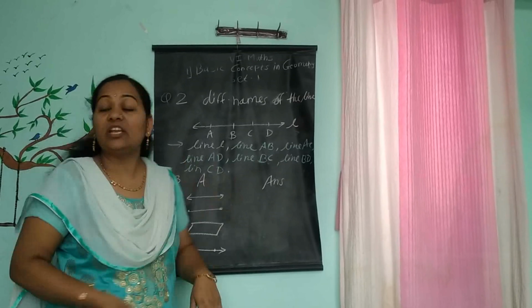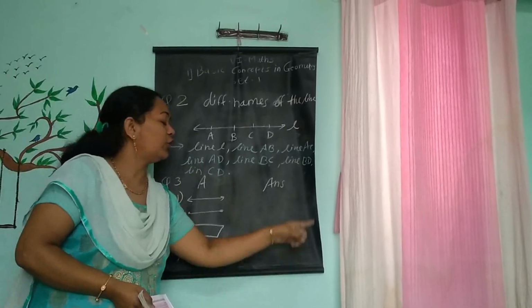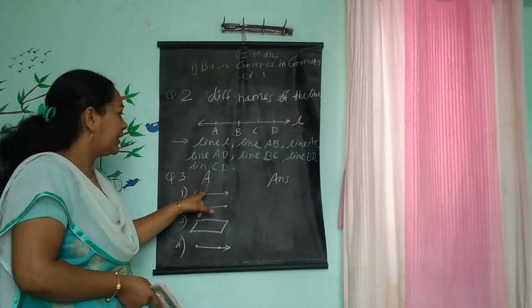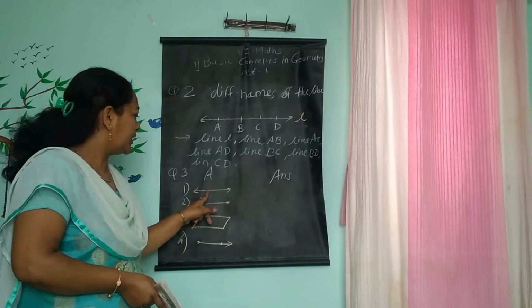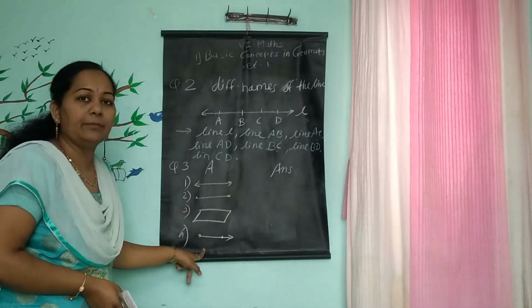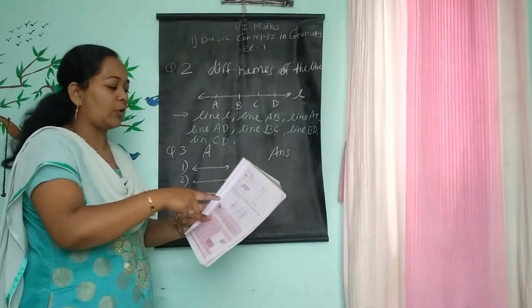Now question number 3 is here, match the following. For match the following we are not using the cross line method; directly we use the A side and the answer side. The diagrams are given in the A side and we have to write the answers of those diagrams from the B side.